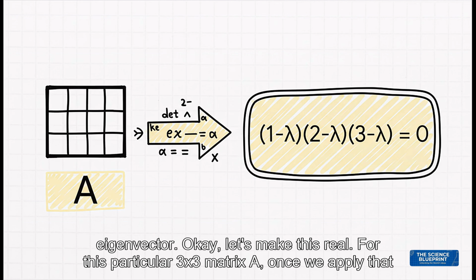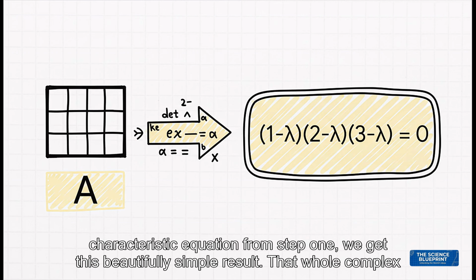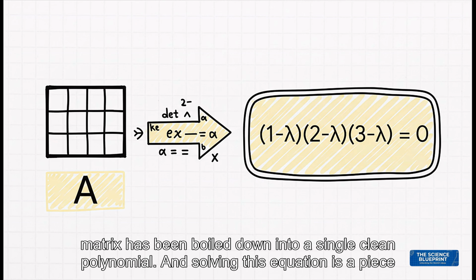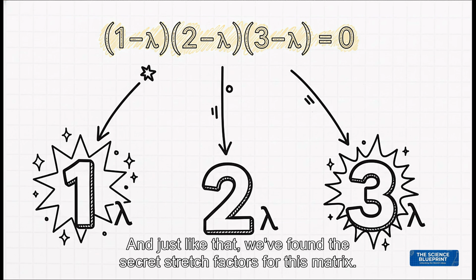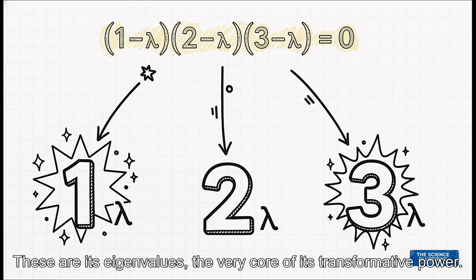For this particular 3x3 matrix A, once we apply that characteristic equation from step 1, we get this beautifully simple result. That whole complex matrix has been boiled down into a single clean polynomial. And solving this equation is a piece of cake. I mean, what values of lambda make it 0? Well, pretty obviously it's 1, 2, and 3, and just like that, we found the secret stretch factors for this matrix. These are its eigenvalues, the very core of its transformative power.